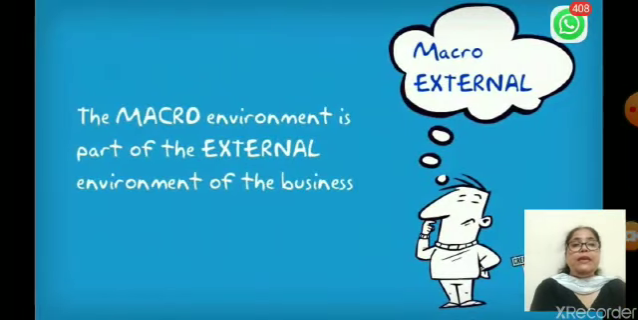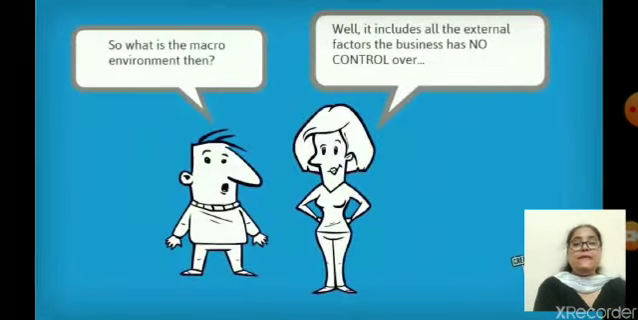Now the third environment is the macro environment. Now macro environment is the total external environment, all those forces which are beyond the control of the business, which are having a complete effect on the business affairs but cannot be controlled by the business at any cost. All those factors or forces are a part of the macro environment. It means the macro environment includes all the external factors or forces on which the business has no control. Business cannot control any of these elements at any cost.